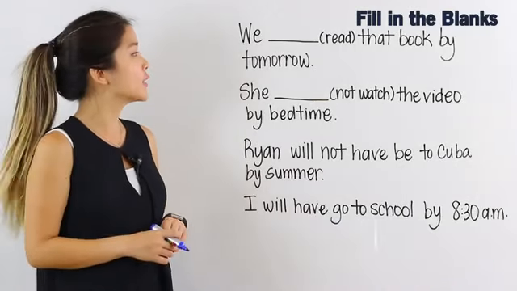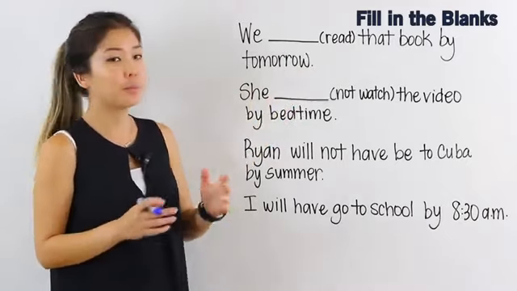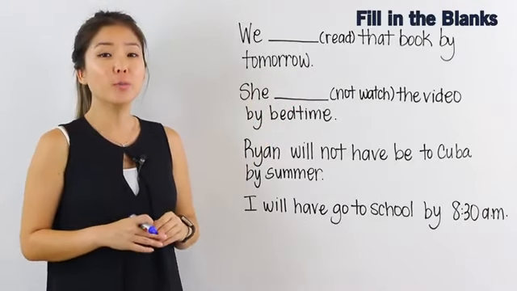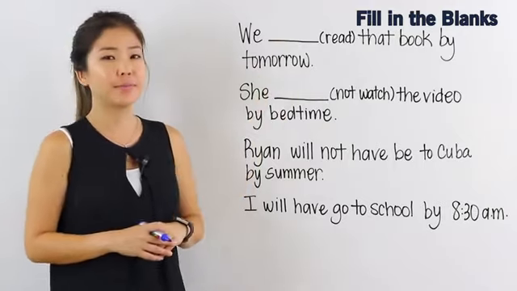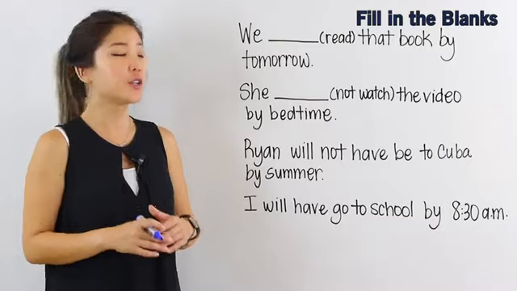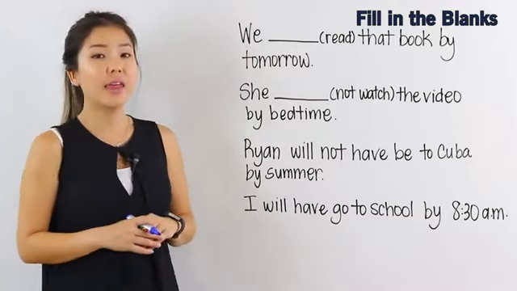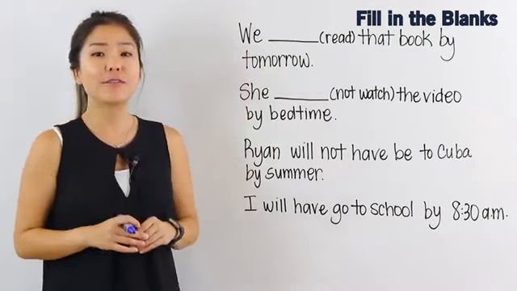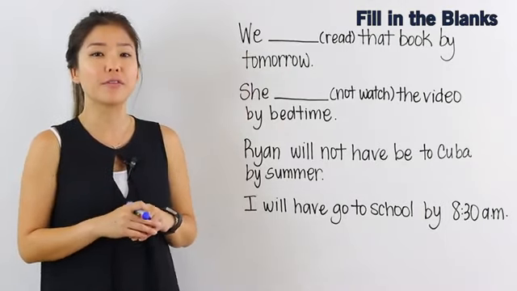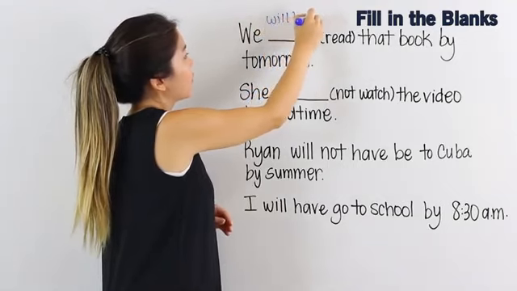Take a look at the first sentence. It says, we blank that book by tomorrow. The verb to use is read. Remember, in the future perfect tense, we start with the subject, and we have that here, we. Then we say will have and the past participle of the verb. So here we need to say will have.